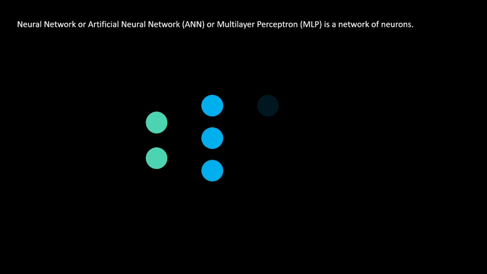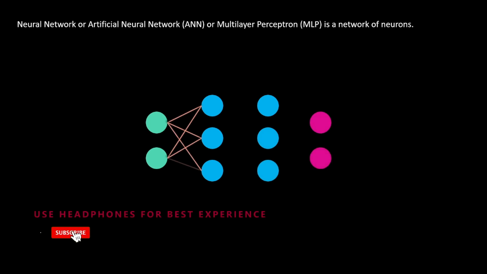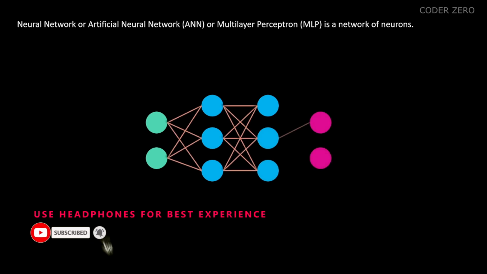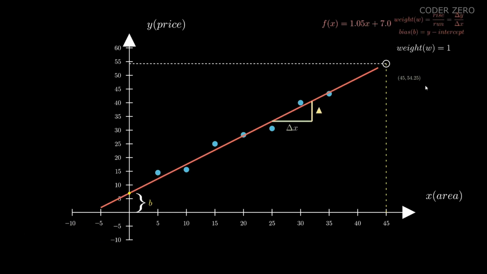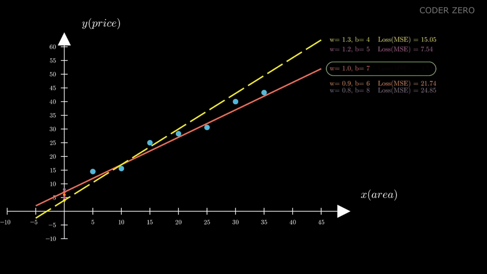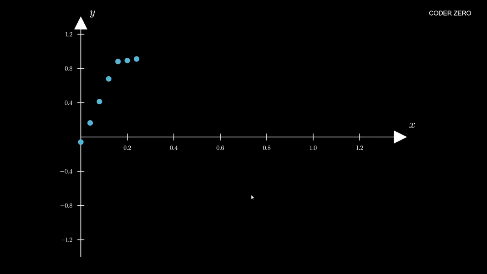Hey guys, welcome. In the previous episode, we have seen the definition of neural network. We have seen the importance of weights and biases. We have seen how to choose the best fit line or the best fit equation for our neuron. Up to now, our data points are following a linear pattern. What happens if our data points look like this?